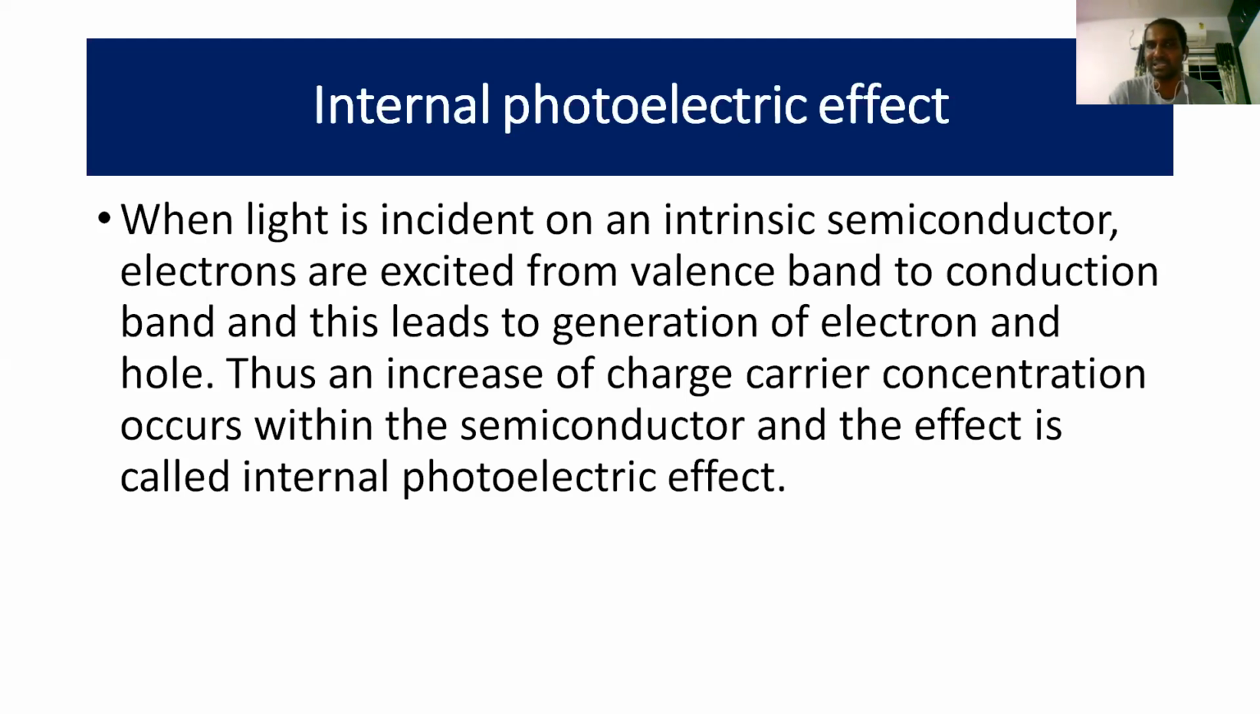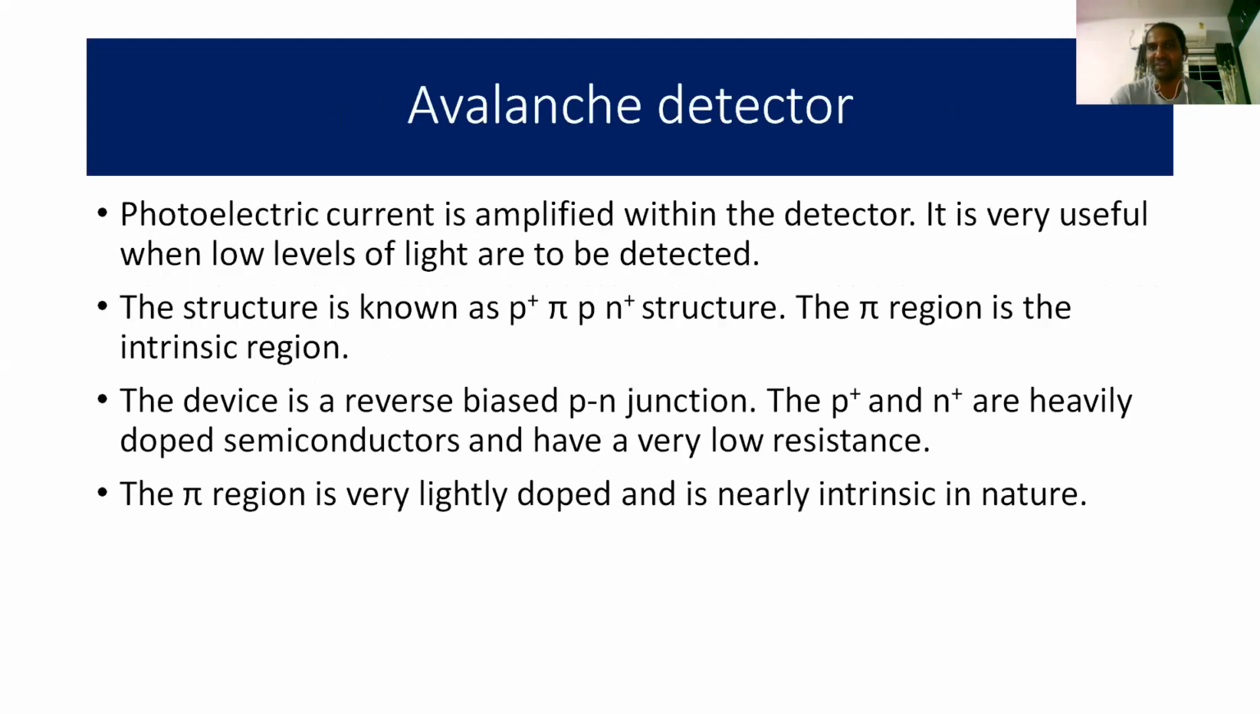If we consider the intrinsic semiconductor, when light is allowed to be incident on it, then covalent bonds are broken. As a result, some of the electrons become free. Those are excited to the higher energy levels, leaving a hole in the valence band. As a result, more and more electrons are present in the conduction band, and at the same time, more and more holes are generated in the valence band. So we are increasing the charge carrier concentration by focusing the light on the semiconductor. That's why such an effect is known as internal photoelectric effect.